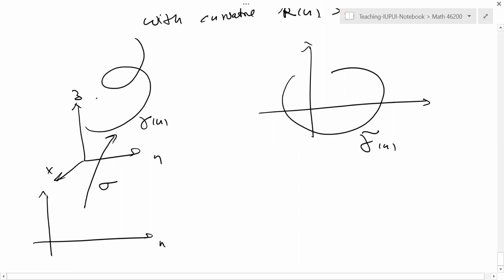It's a u and a v. I'm going to only consider positive v. So I consider this, send it to here. Sigma(u, v) equals gamma(u) plus v gamma prime. Okay, so we only consider positive v. That means this is a tangent vector, right?